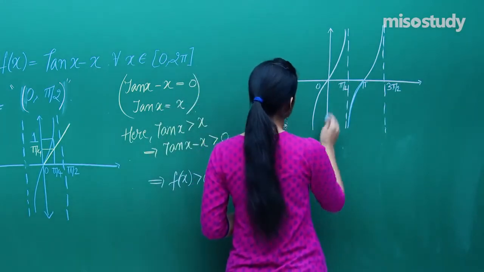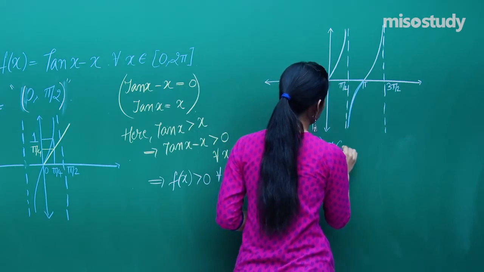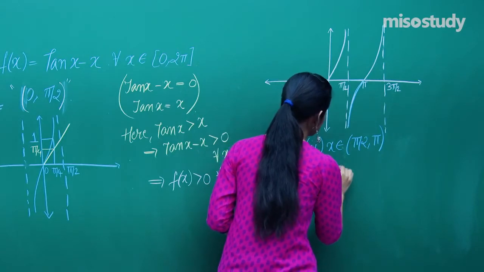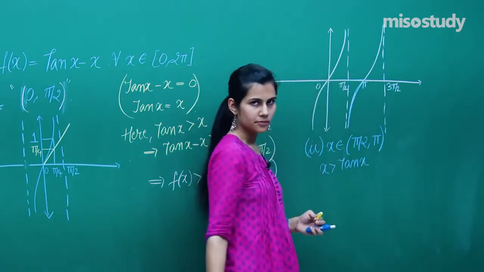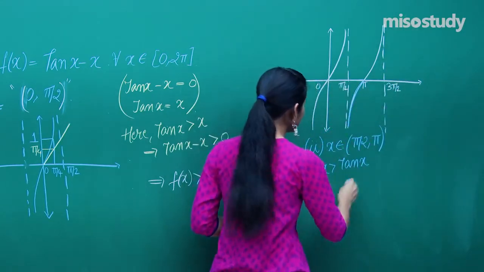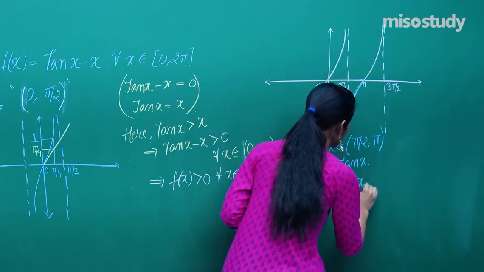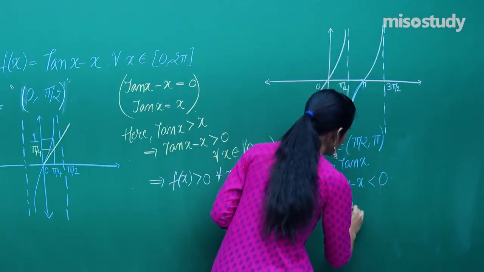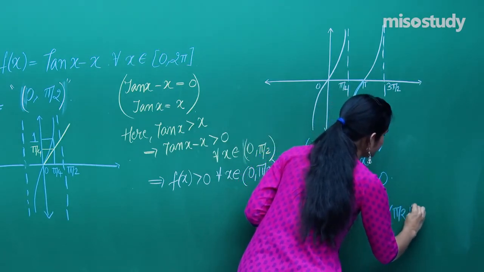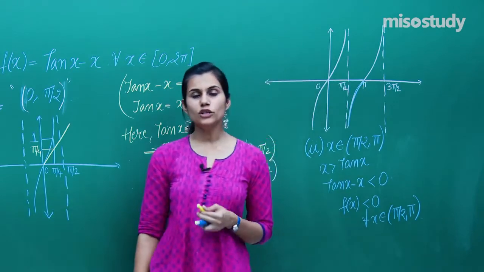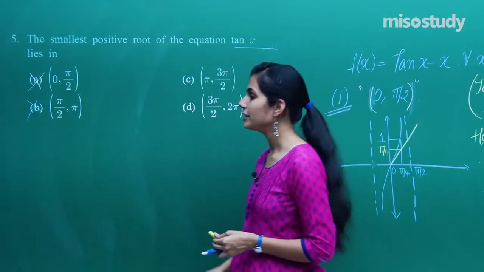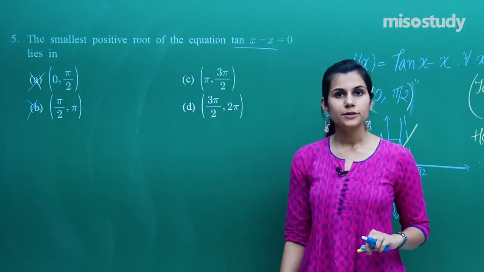So this means when x belongs to pi by 2 to pi, x is greater than tan x, right? Tan x is here, x would be somewhere here. Fine. Therefore, tan x minus x is less than 0, or f(x) is less than 0 for all x belonging to pi by 2 to pi. If it is less than 0 for all x in pi by 2 to pi, that means it's not equal to 0 for any x belonging to pi by 2 to pi. That means even this cannot be the answer.